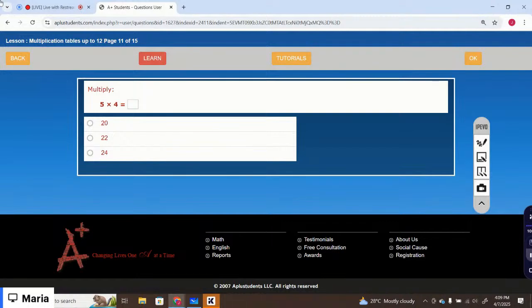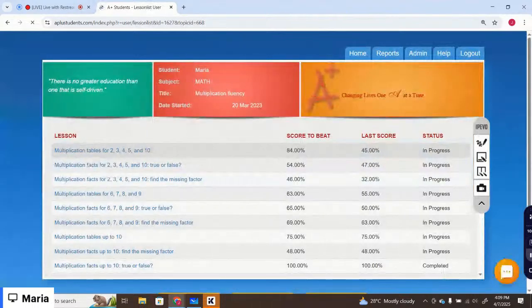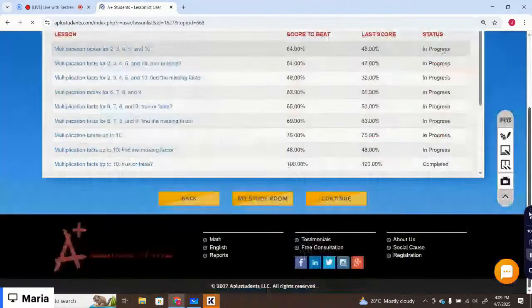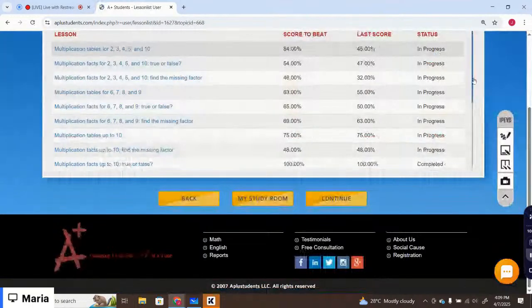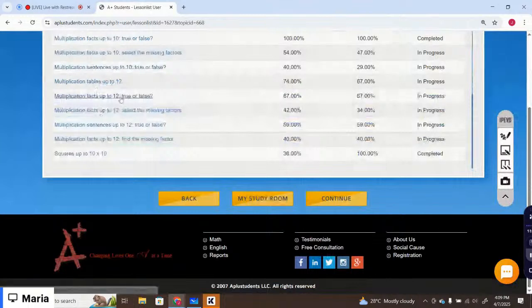You can complete the lesson by yourself later today. Let me just move on to the next lesson. The next lesson is multiplication facts up to 12 true or false.